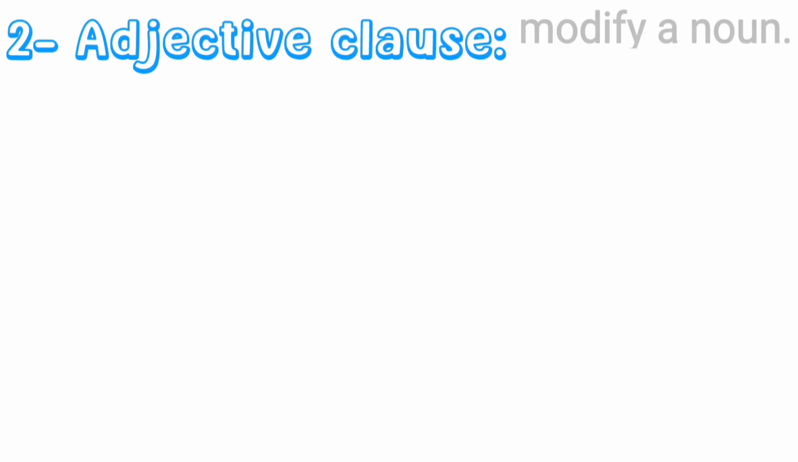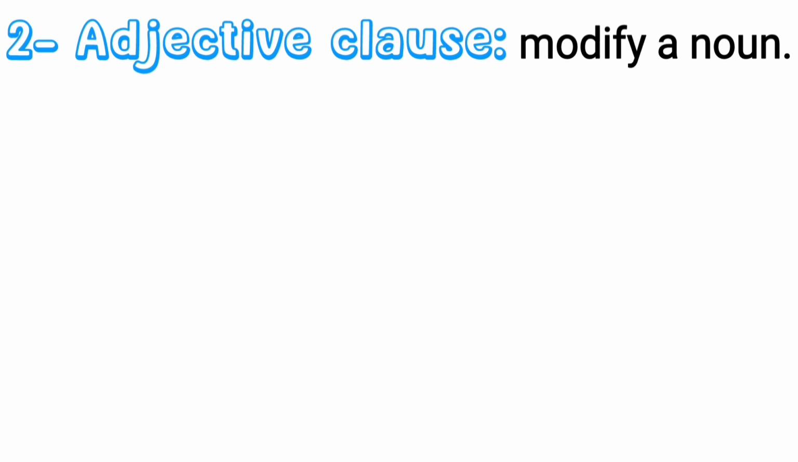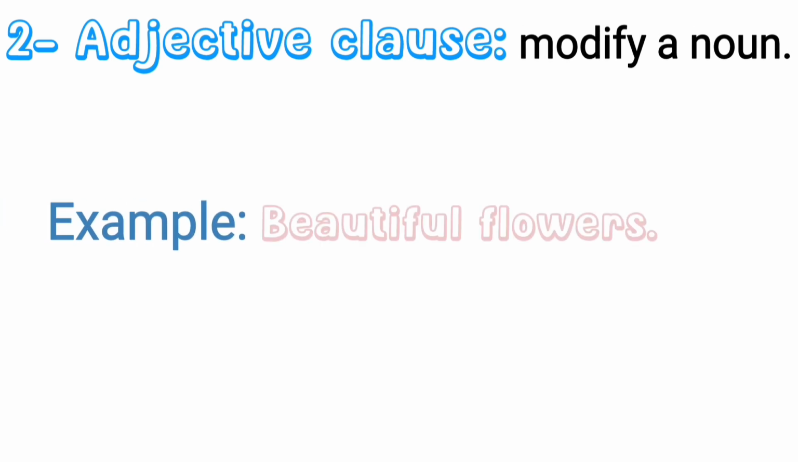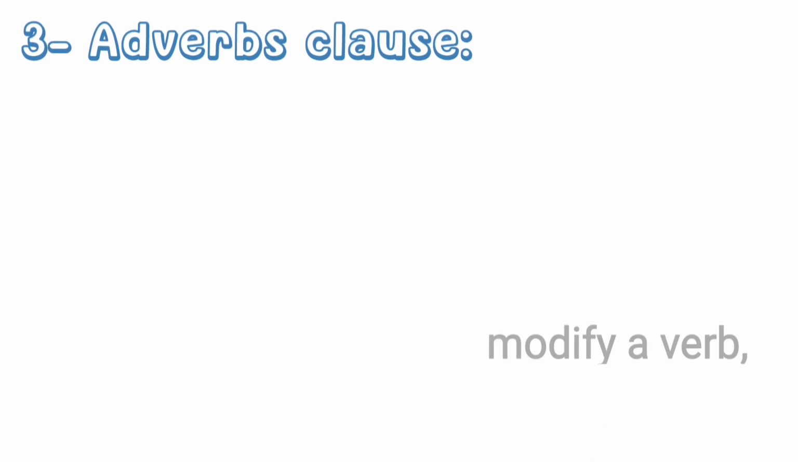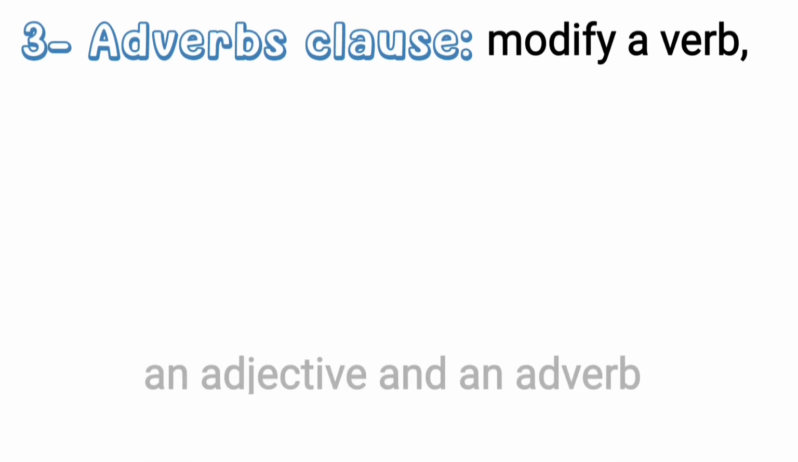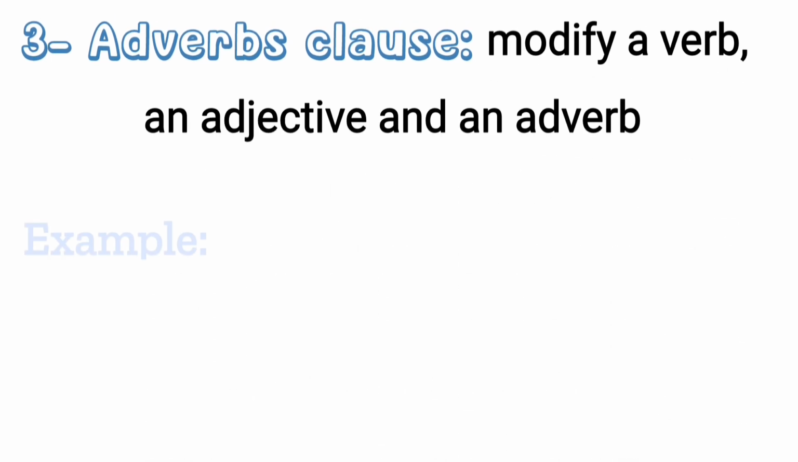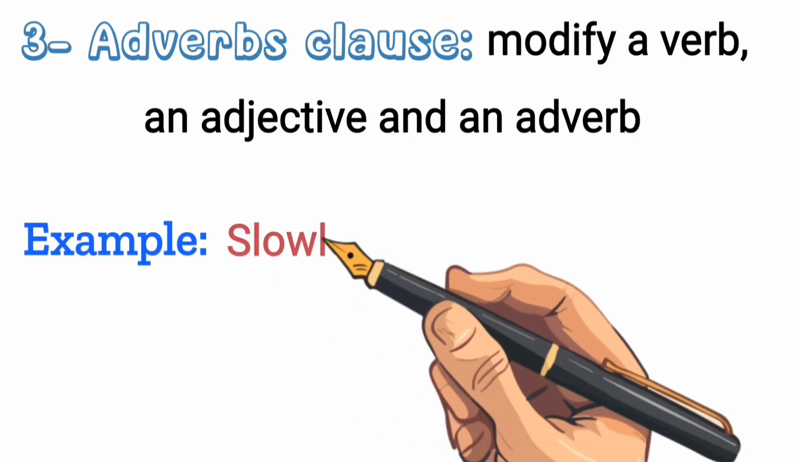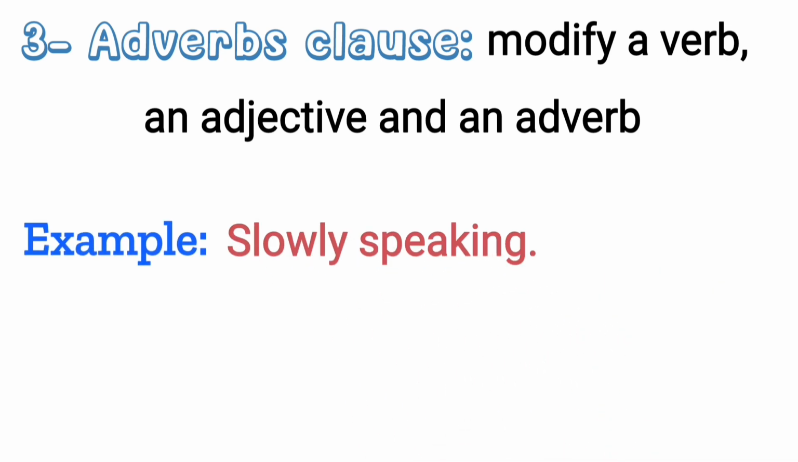Second, adjective clauses are clauses that modify a noun. A small example: beautiful flowers. "Beautiful" here is used as an adjective, and which is an adjective clause. Third, adverbial clauses are clauses that modify a verb, an adjective and an adverb. Example: slowly speaking. "Slowly" here is modifying "speaking," and which is the role of an adverbial clause.